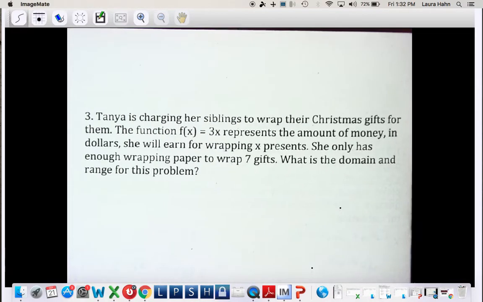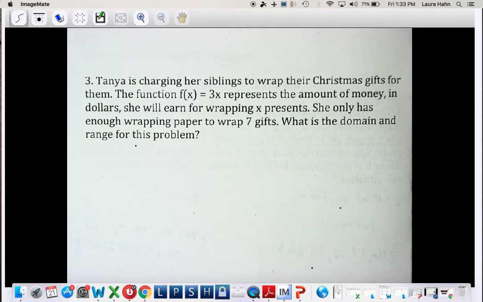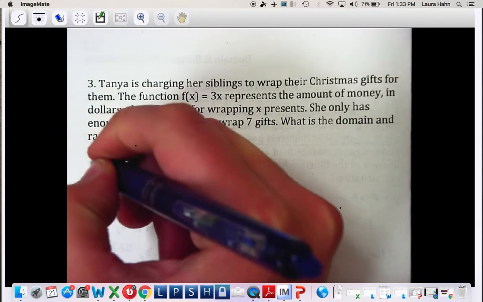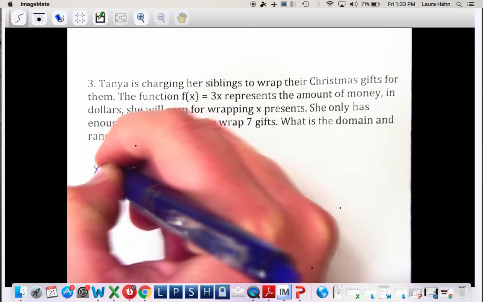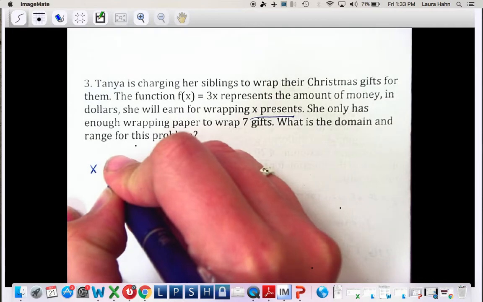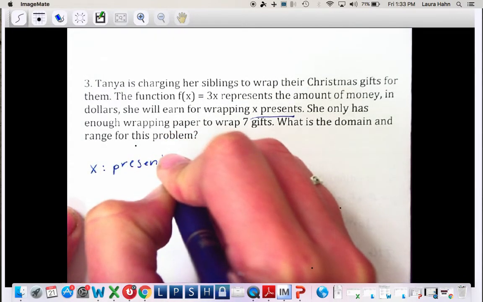Okay, she's charging her siblings to wrap their Christmas gifts, and it gives me the function. It says it represents the amount of money in dollars she will earn for wrapping X presents. She only has enough wrapping to do 7 gifts. It wants to know the domain and the range. Okay, so remember domain is X. And it said X was presents. So that's the domain.